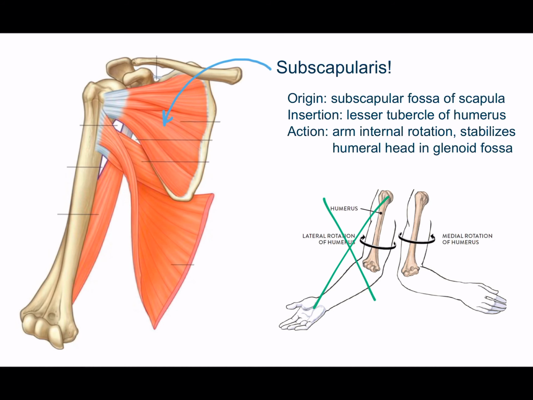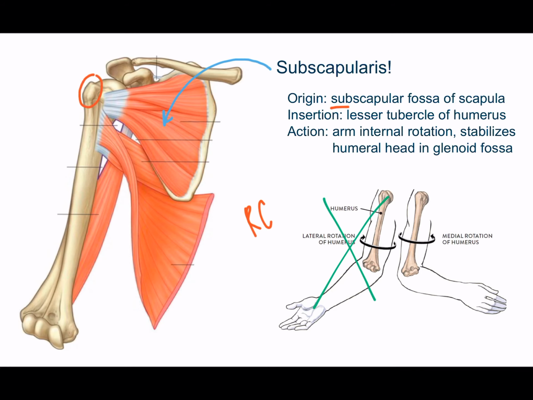Subscapularis is another part of the rotator cuff. It's just on the other side. It's in between your ribs and your scapula. So it's going to originate on your subscapular fossa, which is under the scapula. And it's going to insert on the lesser tubercle.